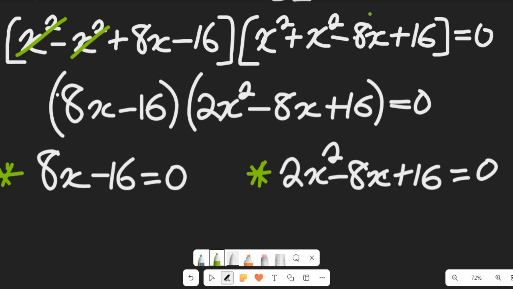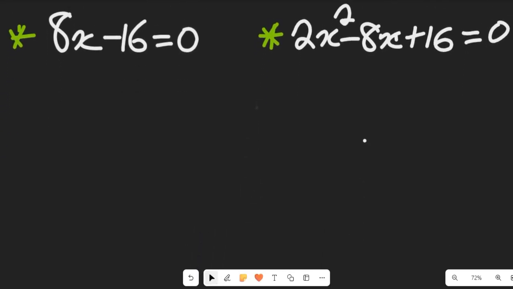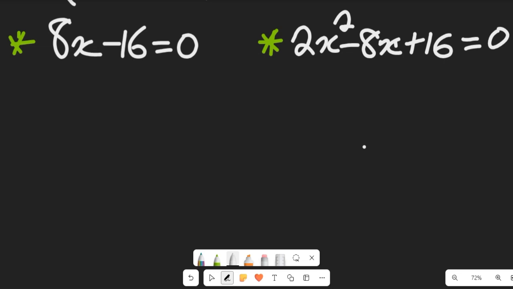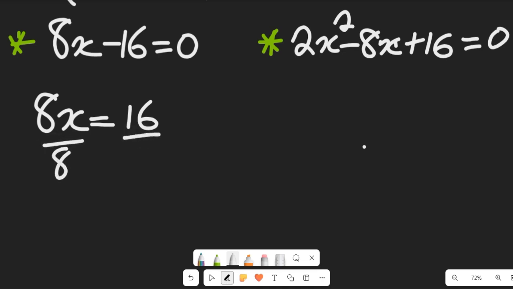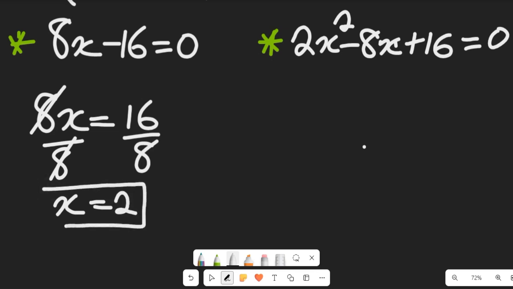Good. Now we're going to simplify the first expression. If we simplify the first expression by adding 16 to both sides, we'll have 8x equal to 16. Divide both sides by 8 to find the value of x. The value of our x will be equal to 16 divided by 8, which will definitely give us 2. So 2 is the first real solution to the mathematics expression given to us here.